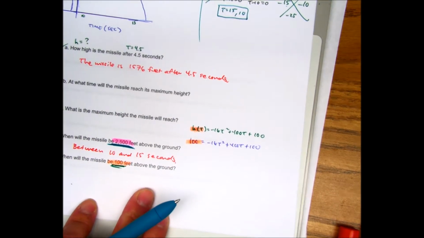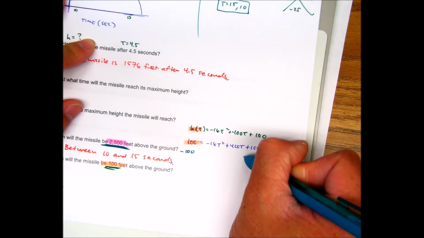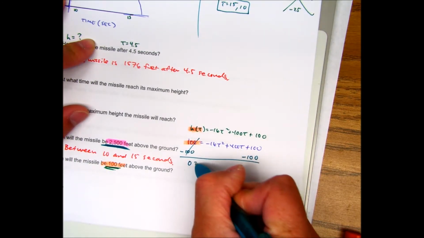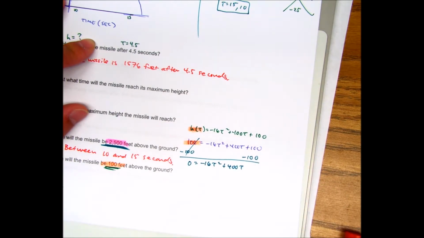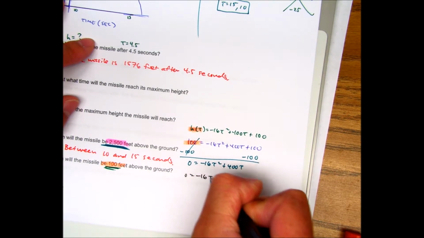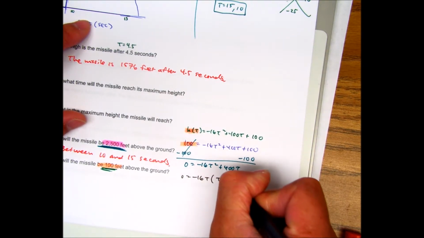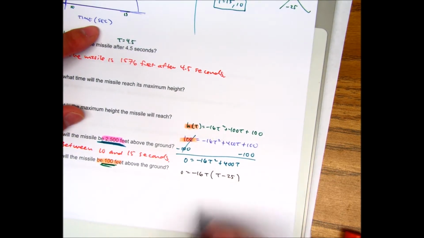You should have been paying attention. Look, you didn't have to use the quadratic formula, because if I subtract 100, I get 0 equals negative 16t squared plus 400t. Okay, pay attention. I don't have a c value. I can factor out negative 16t. And if I do that, that gives me t minus 25. And then each of these I can set equal to 0.